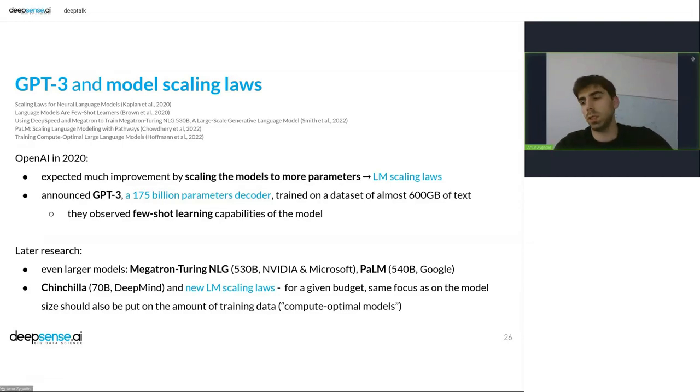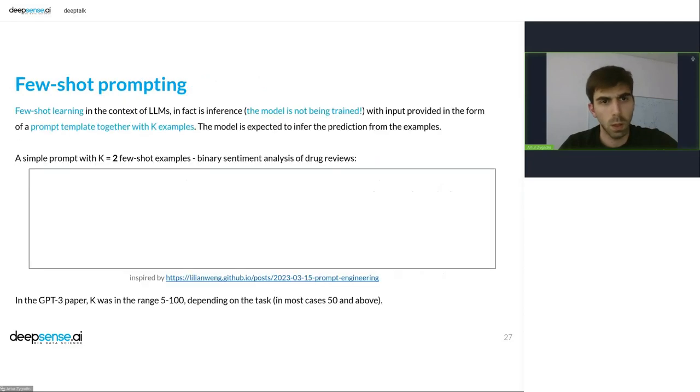This paper, this new approach, actually started a new mindset. It changed the mindset of researchers, who noticed that it's not necessarily looking for larger models that will bring improvements in the field.